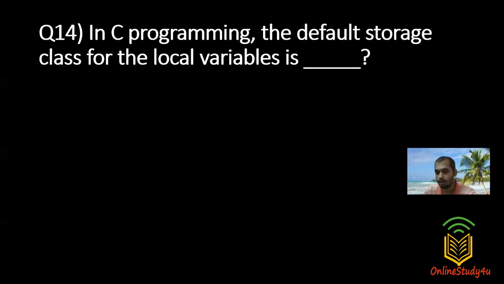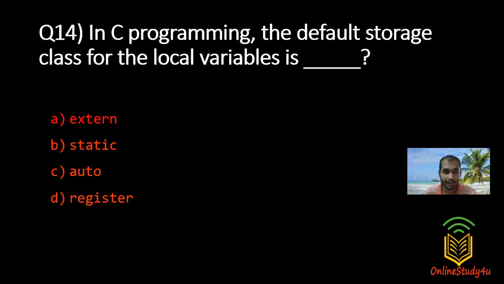In C programming, the default storage class for the local variables is option A, extern. Option B, static. Option C, auto. Option D, register. The answer is very simple. It is auto. So you should know about different storage classes, right? The static means the variable will hold the value. That means only one time the allocation is going to happen.